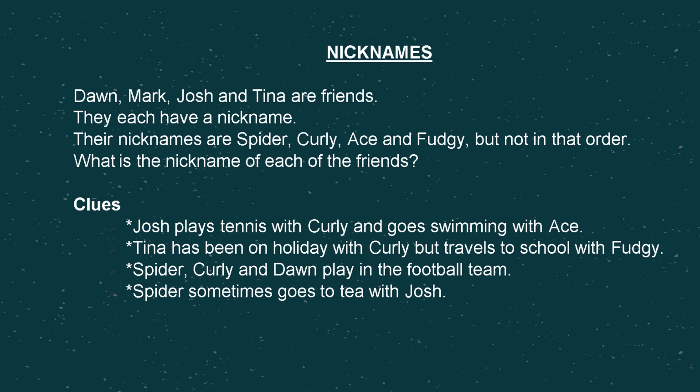Okay, so you'll see now you are given some clues in this question. Josh plays tennis with Curly and goes swimming with Ace. Tina has been on holiday with Curly but travels to school with Fudgy. Spider, Curly, and Dawn play in the football team. Spider sometimes goes to tea with Josh.